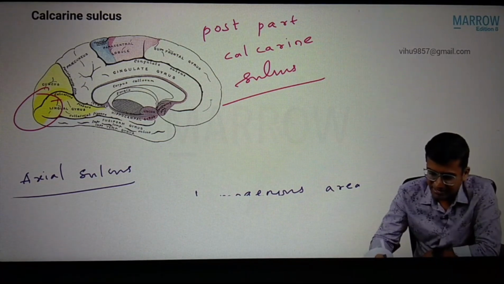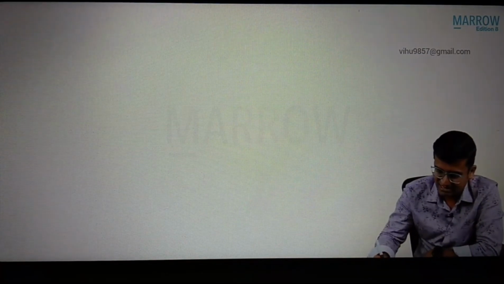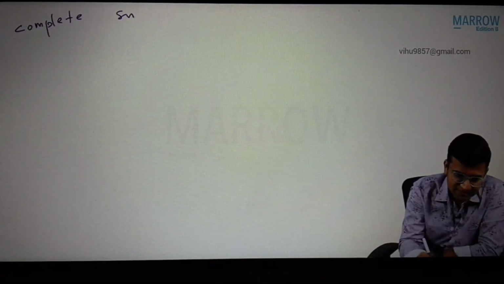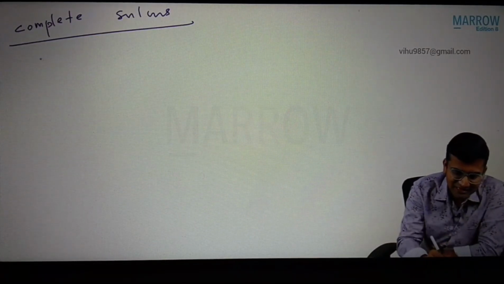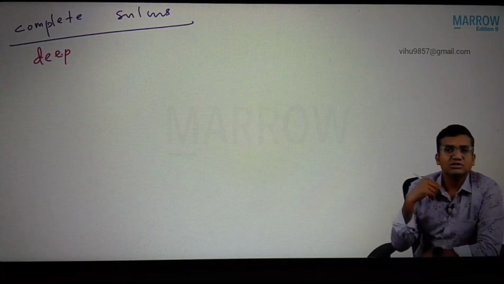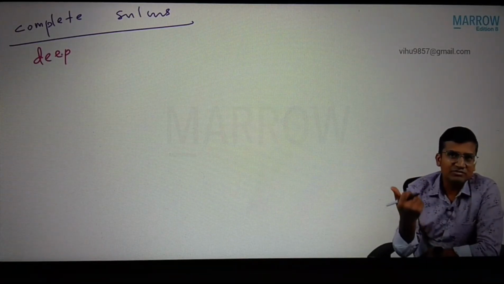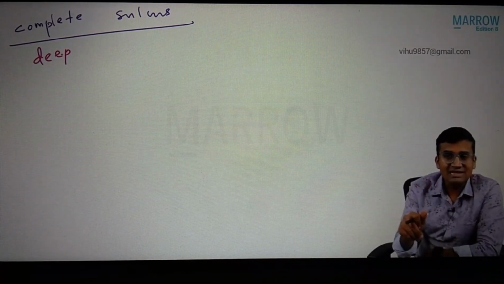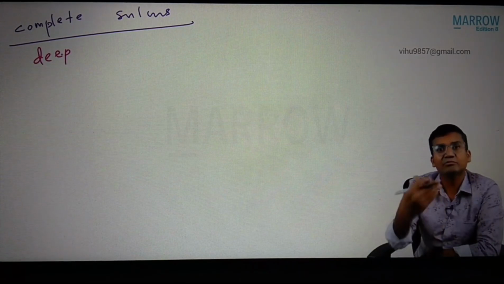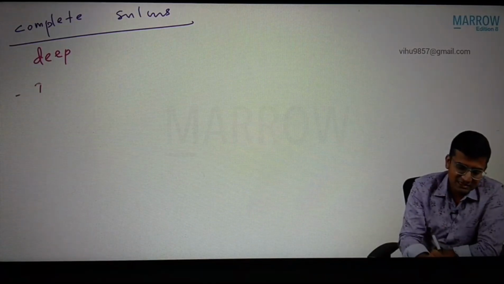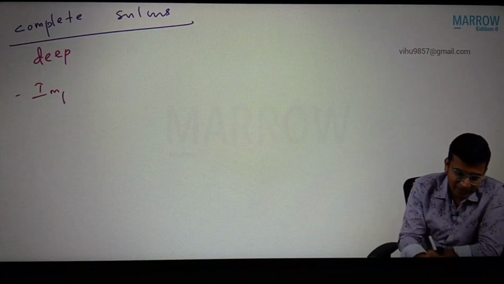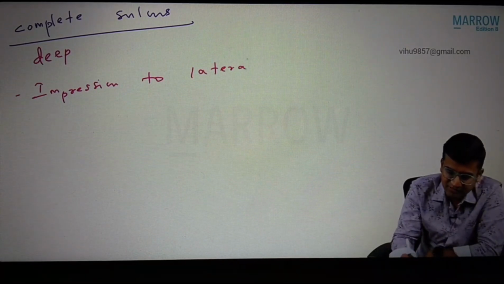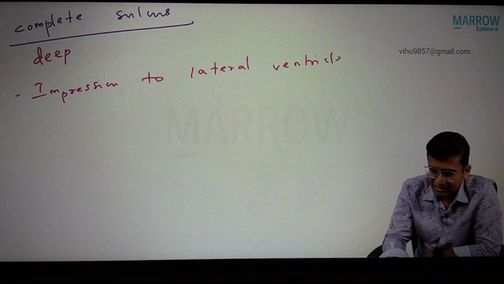Next one, complete sulcus, the last subtype. Complete sulci are very deep. Deep in the cerebrum, we have the ventricles, the lateral ventricle. So these sulci are very deep, and what they do is give an impression to the lateral ventricle.